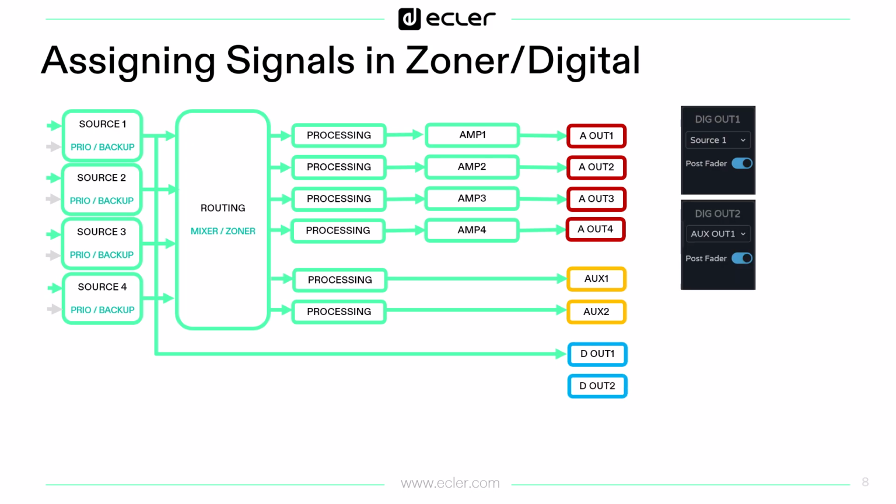In the second output, we have selected auxiliary output 1 post fader. So we will have the same output and levels as we have in auxiliary output 1.